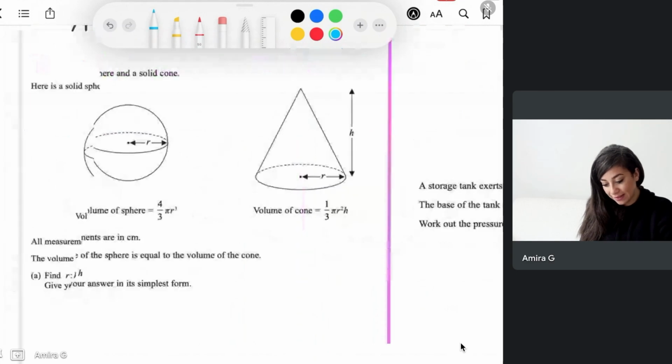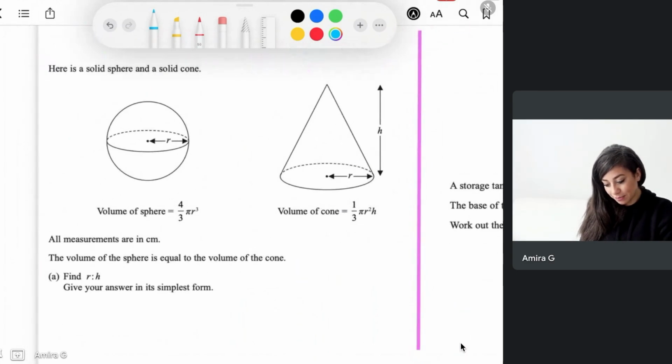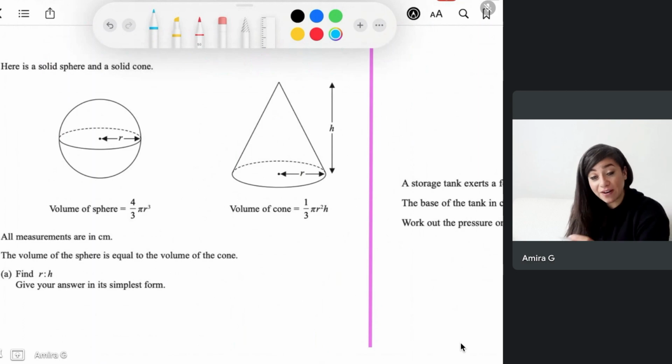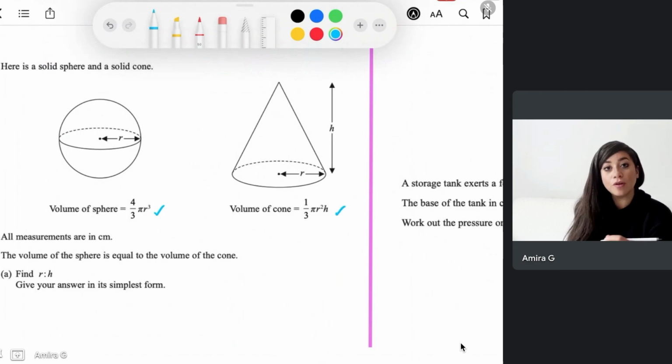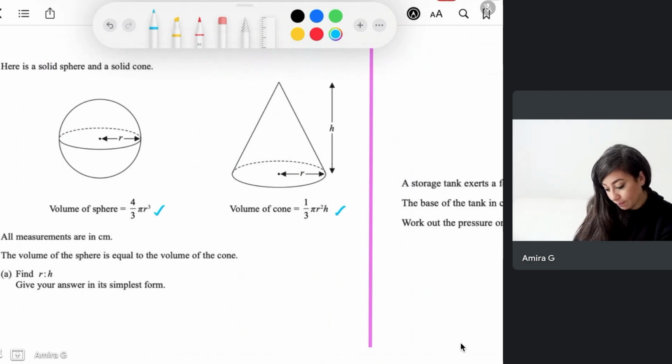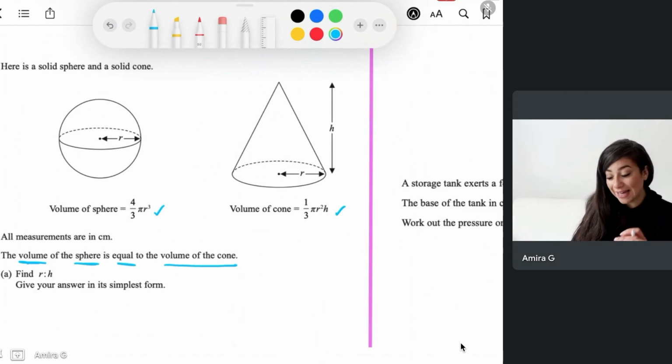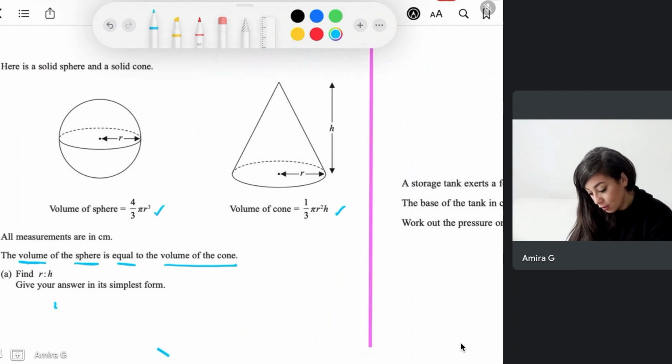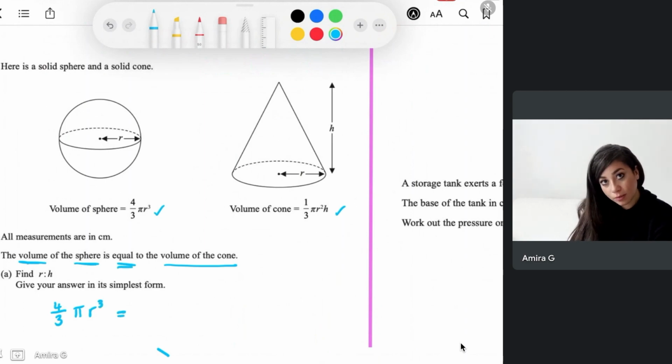Okay, so let's look at this one. It's nice and pretty. So you've got a solid. They've actually been very kind. They have given you the volume of the sphere and they've given you the volume of the cone. Measurements are centimeters, don't care about that yet. The volume of the sphere is equal to the volume of the cone. I'm going to do exactly that. The volume of the sphere, so that is 4 over 3 pi r cubed, is equal to the volume of the cone, that is 1 over 3 pi r squared h.